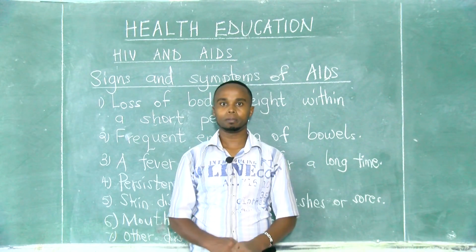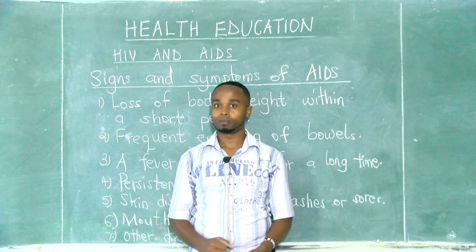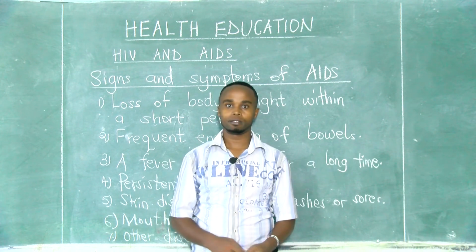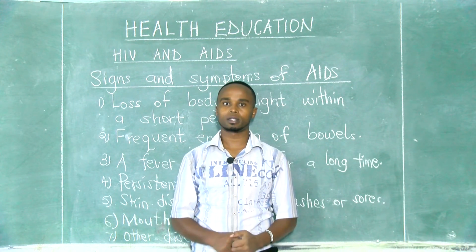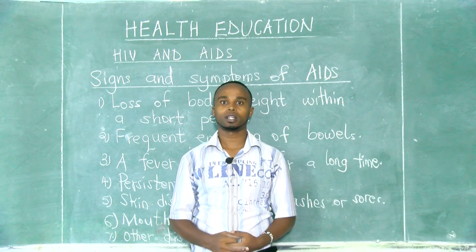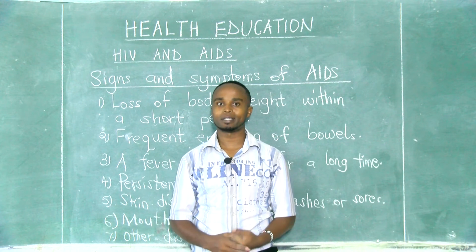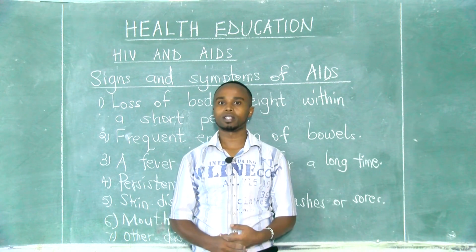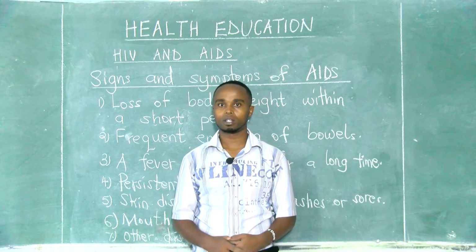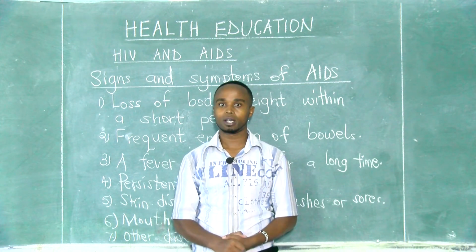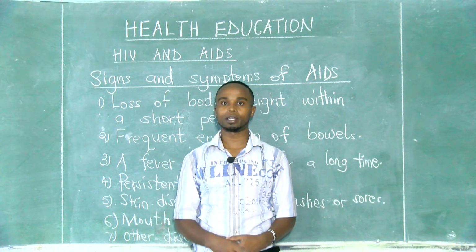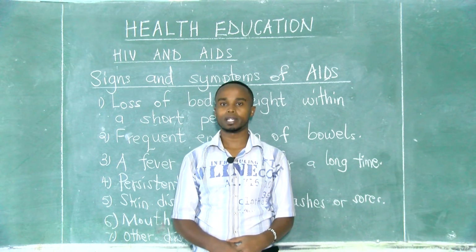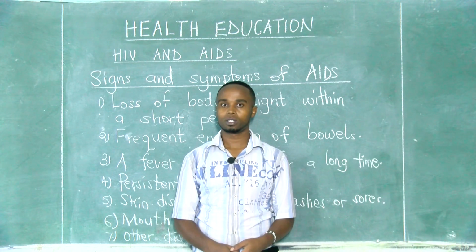Before I wind up, I want to remind you some of the things that we have talked about AIDS. We have said that AIDS is caused by a virus, and that virus is known as HIV. Then we have said that it is spread through several ways, like sexual intercourse, blood transfusion, breast milk, open wounds, and sharing skin piercing and cutting tools.